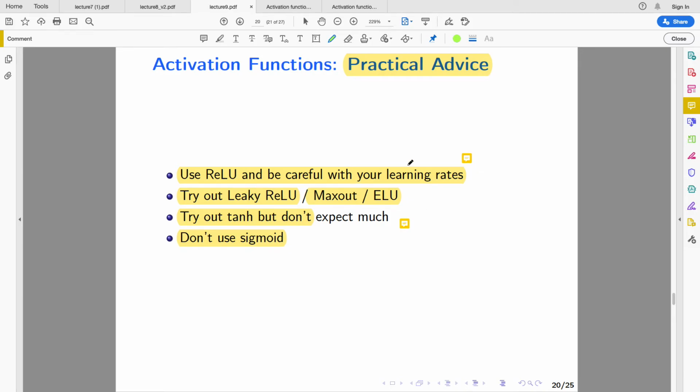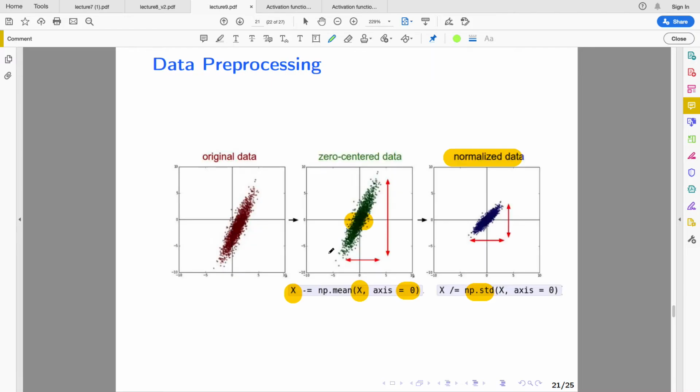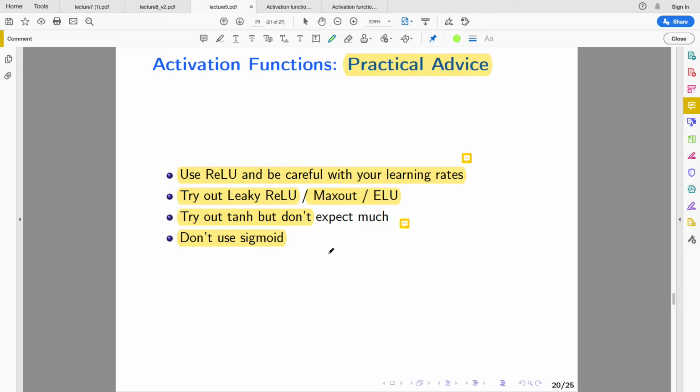So the practical advice when you are trying to choose an activation function for your neural network design: use ReLU as the default. Don't use sigmoid at all. Be careful with your learning rate. You may want to experiment with a few learning rates and see what works with the problem. You can try out leaky ReLU, Maxout, and ELU. You can also try out tanh, but in practice it doesn't give much. So that's all for this segment of looking at the activation function.